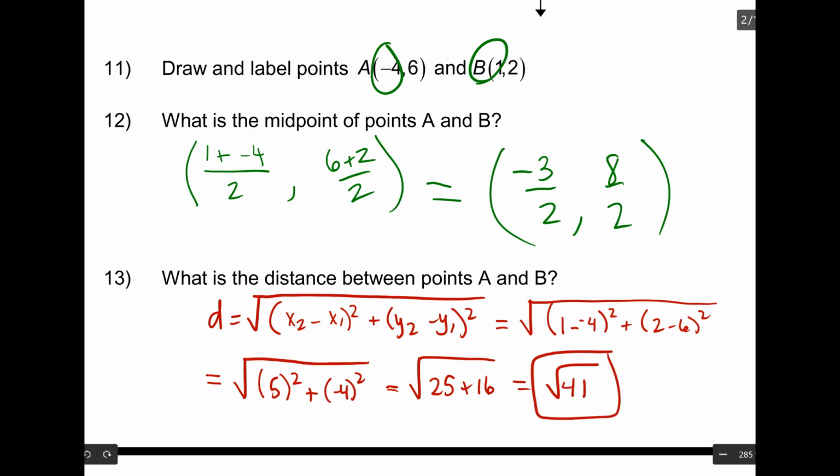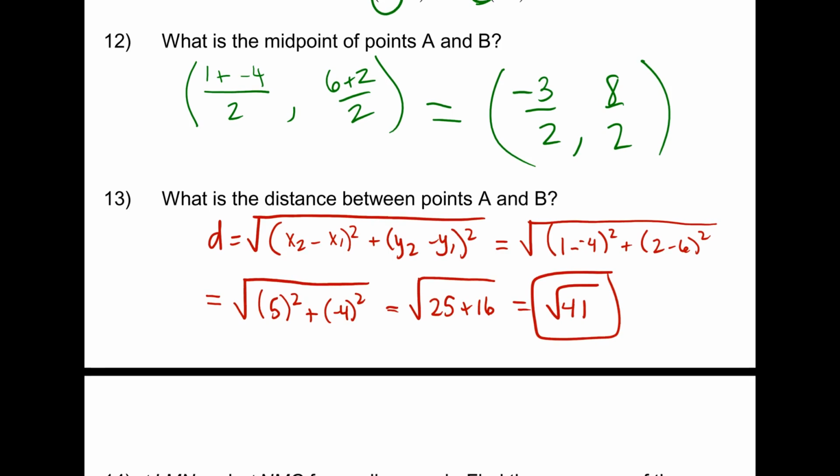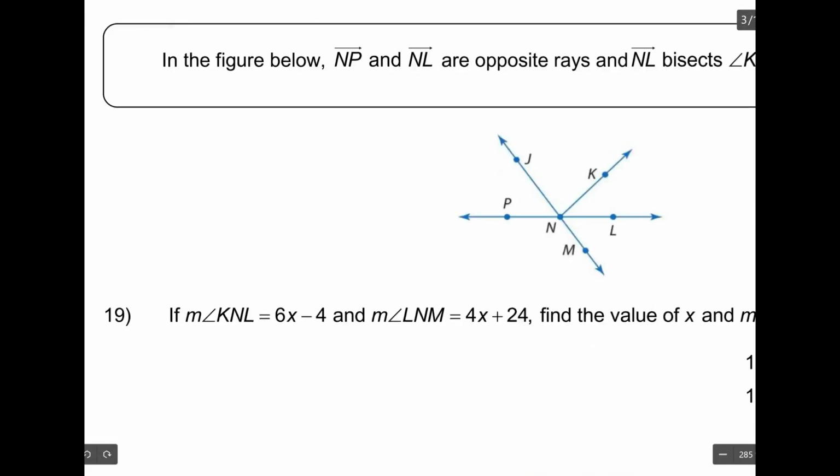So the distance formula, I'm going to upload this when we're done. X2 minus x1 squared plus y2 minus y1 squared. And then you go through 1 minus -4 is 5, 2 minus 6 is -4, and then I'm going to leave it because 41 is a prime number. So I can't do anything with it. Thank you. You have to do these prime numbers. Let's see.